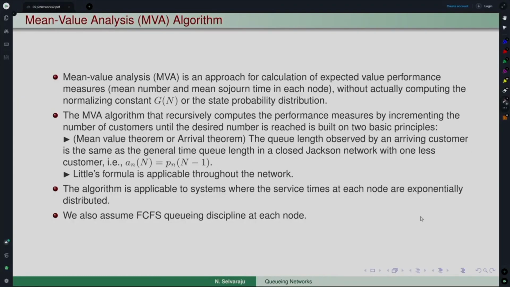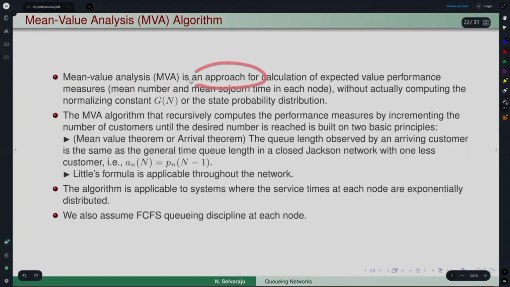All these processes so far require computation of this G(N), which is the normalization constant. From the normalization constant we get the joint probability distribution, and once we have the joint probability distribution, we can then obtain marginal distributions and the expected value measures. So, what we are going to see next is an algorithm which can be employed if you are interested only in the mean value quantities or the expected value measures, rather than the joint distributions and marginal distributions.